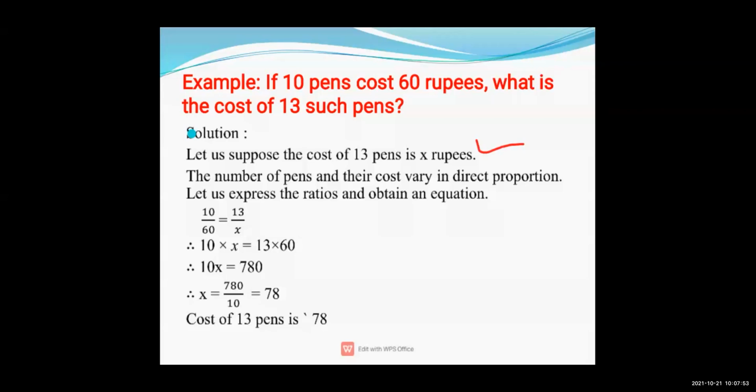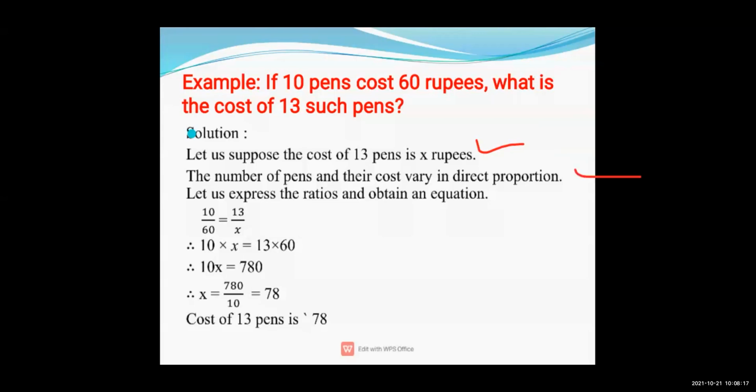Then we have to write which type of proportion it is. Which type of proportion is this? This is direct proportion. So at that time what will you write? Direct with what? Pens with cost. Clear? So what we will write? The number of pens and their cost vary in direct proportion.